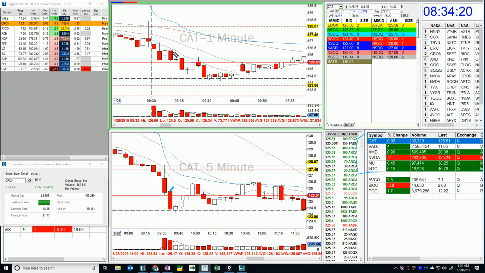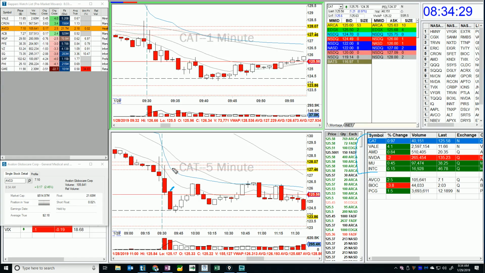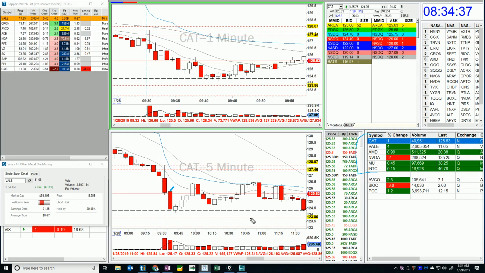So yes, you have the pullbacks here, but for the opening range breakdown, you really have to look at the 5-minute chart and make sure that the pattern is actually showing here. But if you're trading off just the 1-minute chart, this was a very hard trade to get into, because again, it just looks very choppy. But the 5-minute was very clean.